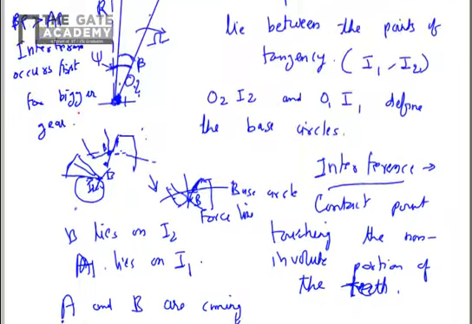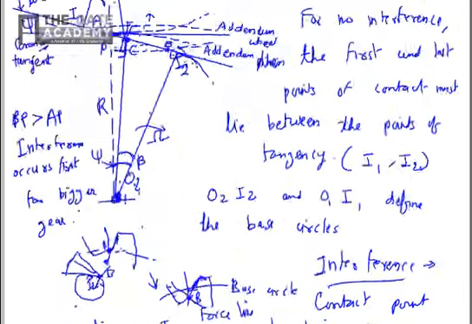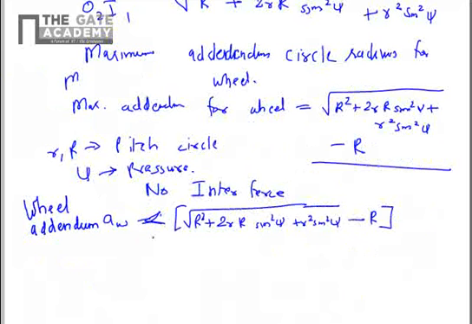So that's why we have derived here the condition with O2 I1, that is from the center of the wheel to I1, the point on the base circle of the pinion, that is the maximum addendum. We are not deriving it for the pinion because this is the limiting case, and this is the condition that we have derived.